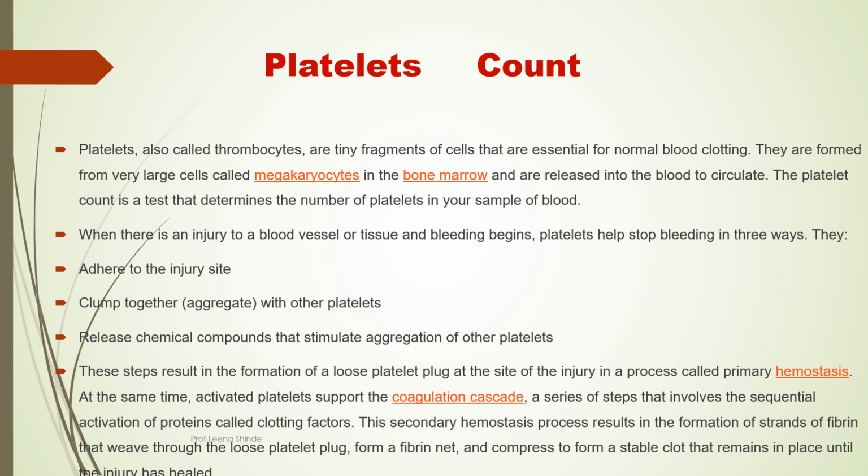What is the definition of platelet count? The platelet count is the test that determines the number of platelets in your sample of blood. What is the role of platelets?